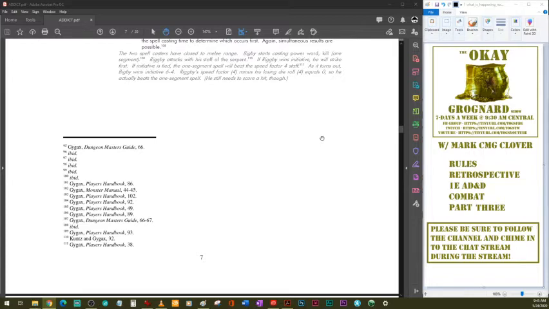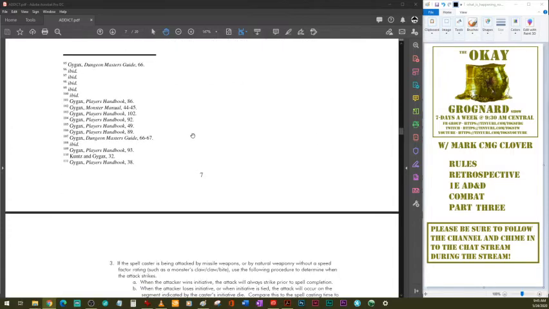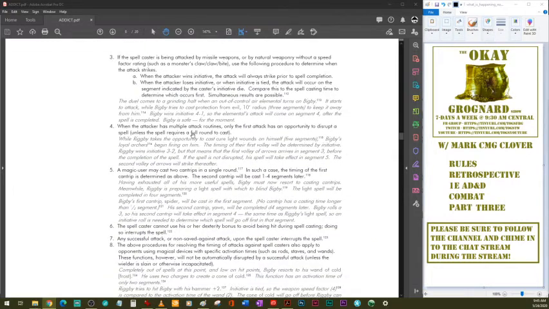The speed factor 4 minus his losing die roll 4 equals 0. So he actually beats the one segment spell. He still needs to score a hit though. So there you go. We move on. Number 3.